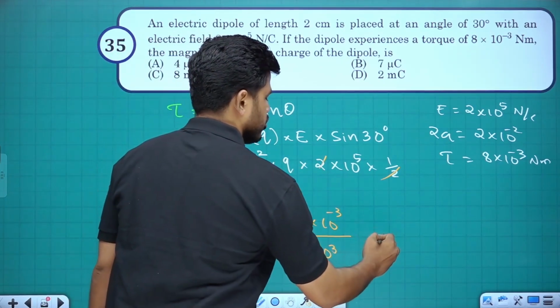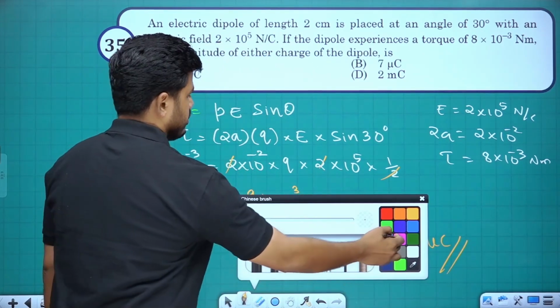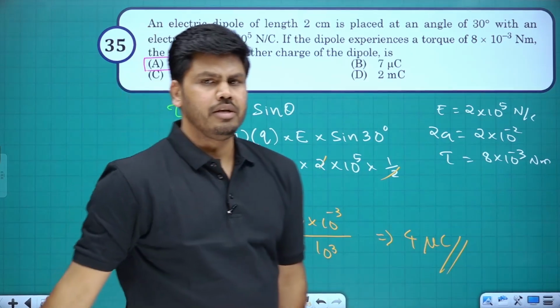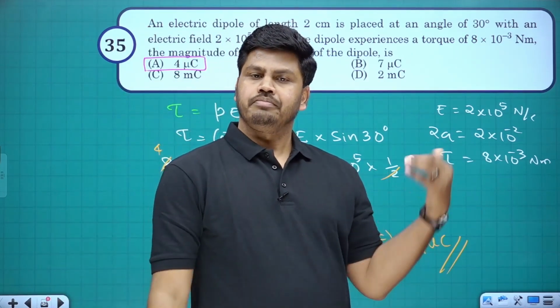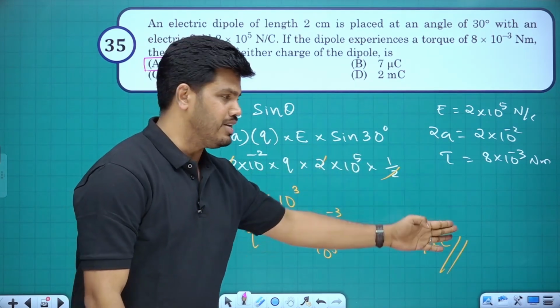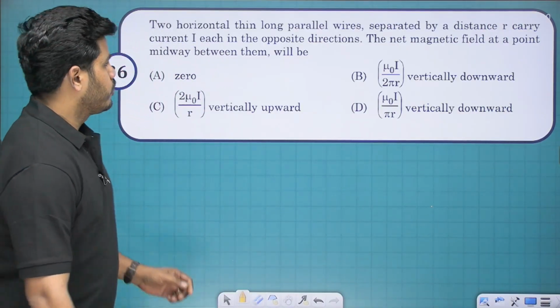10 raised to minus 6 is going to be 4 microcoulomb, right? 4 microcoulomb is option A. That was easy, just direct substitution only. We are given all the values except Q. So it was easy for us. If you remember the equation, very easily we can find it out. Yes. Let's move on to the next question.